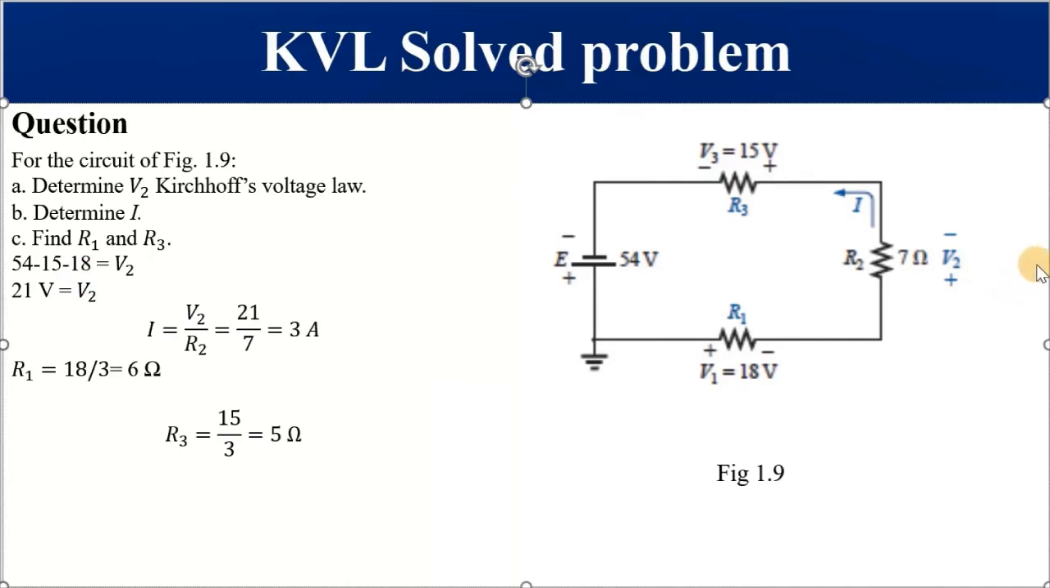Then once we know that V2 is equal to 21 volts, if we divide that by 7, we get I, since this is the same throughout this circuit. So your I is 3 amps. And R1 is this resistor. So we know 18 volts is the voltage drop across it, and the current flowing through it is 3 amps. So the value of R1 is equal to 6 ohms. R3, 15 volts divided by the same current, 3 amps, you get 5 ohms.